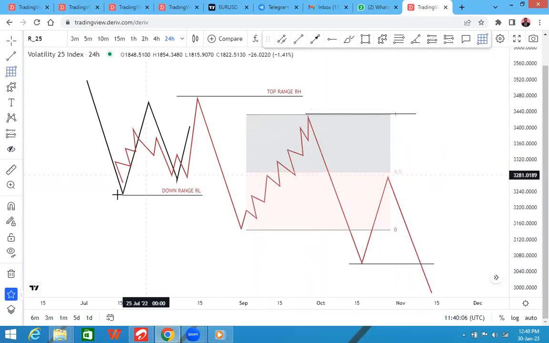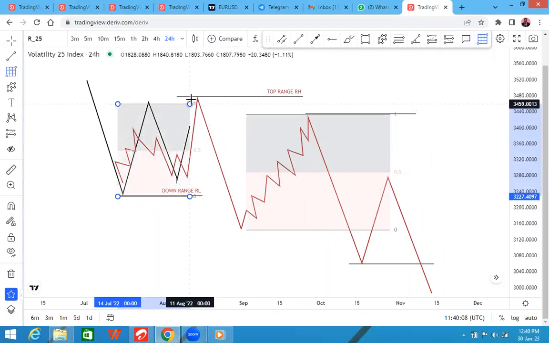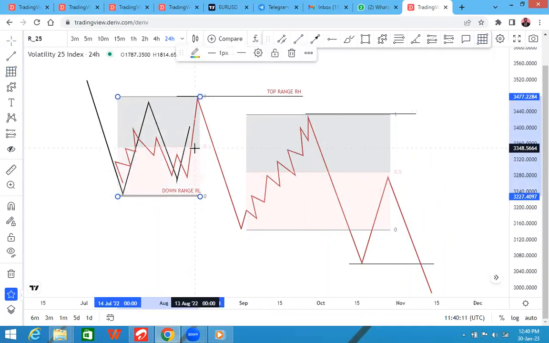Now look at this. Price came, gave you all of this retracement. Price came into the 50% and above. You got an entry here. You went down. This becomes your range high and range low.